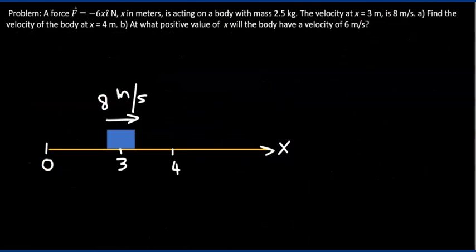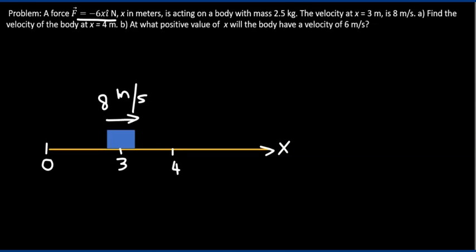The third problem. A force F equals minus 6x i hat newtons, x is measured in meters, is acting on this body, the mass of which is 2.5 kilograms. The velocity at x equals 3 is 8 meters per second. Find the velocity of the body when it gets to the x equals 4 meter mark. If you note, the force is a variable force, meaning it is dependent on x. It's not a constant force. So when we apply the work-kinetic energy theorem, it will be in this particular form.